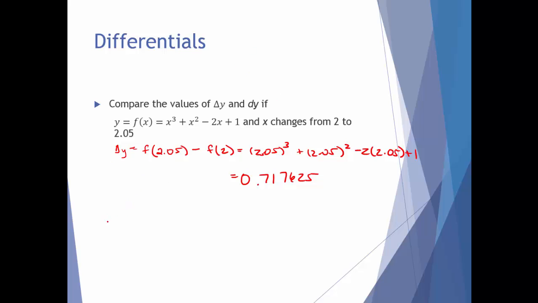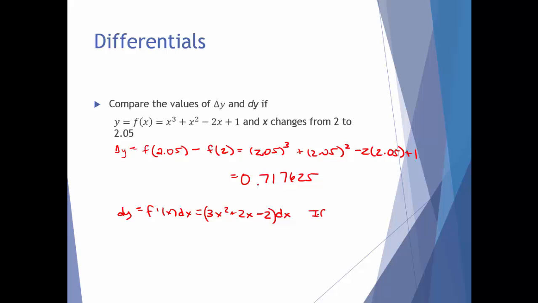Now if we instead approximate that change using dy, using the differential. Remember, the differential is f prime of x times dx. In general, that's how we find a differential. Well, f prime of x is the derivative of our function with respect to x, so that's going to be 3x squared plus 2x minus 2. That's our f prime of x. And then we're going to multiply it times dx.